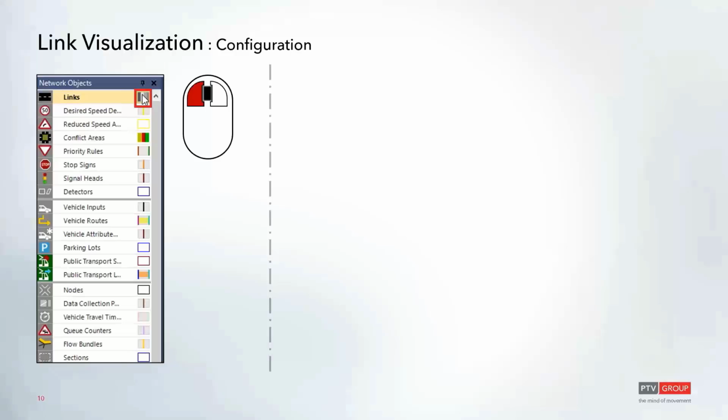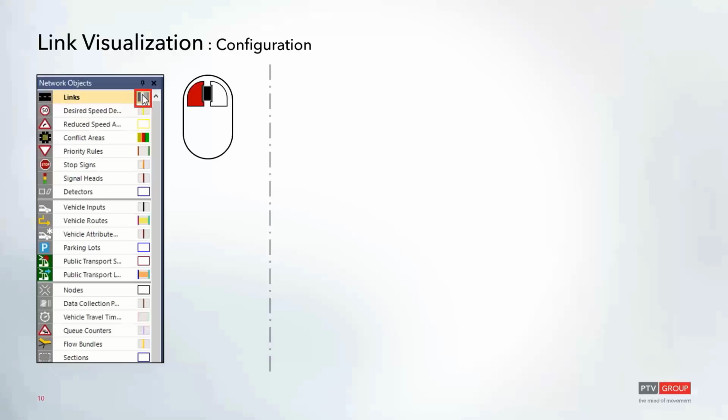So all of the configuration we're going to go through today for any of the visualization is going to be done through graphic parameter windows. And each of the network objects have their own graphic parameters window. So in this case, we're going to start off first with the link option.